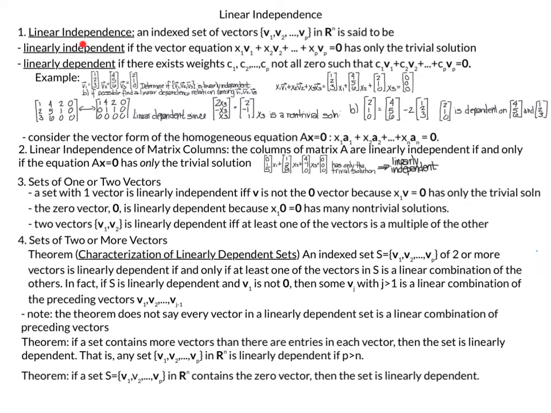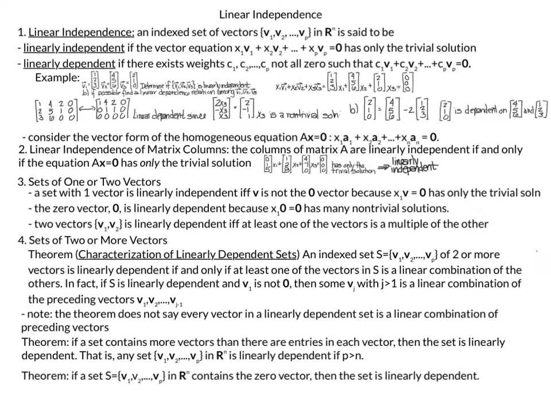This definition talked about linear independence in terms of a vector equation, but we can convert that to a matrix equation. So the columns of a matrix A are linearly independent if and only if the equation Ax = 0 has only the trivial solution. The next thing we did is we looked at special cases of sets of one or two vectors.